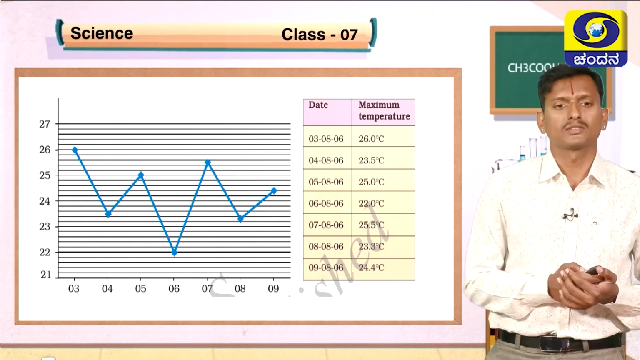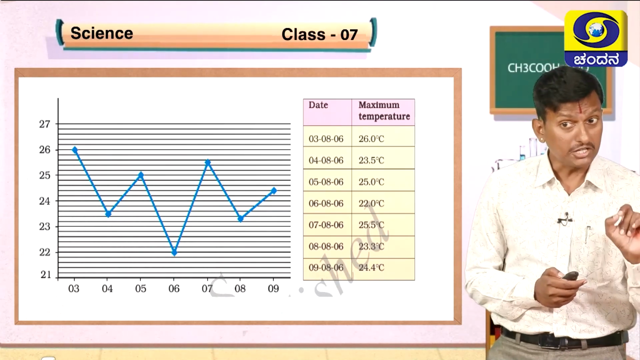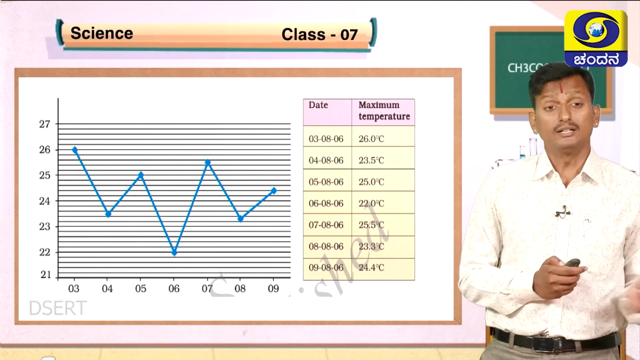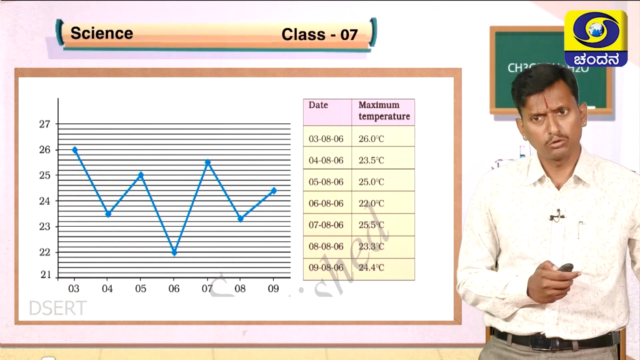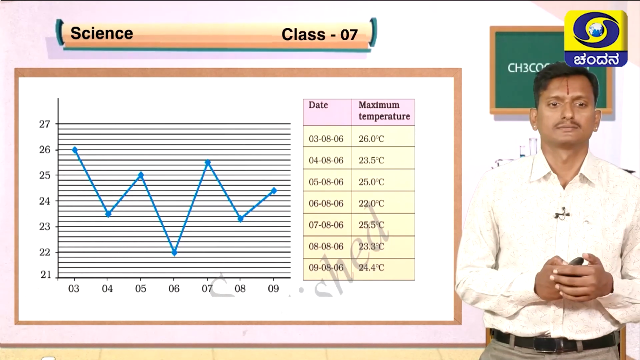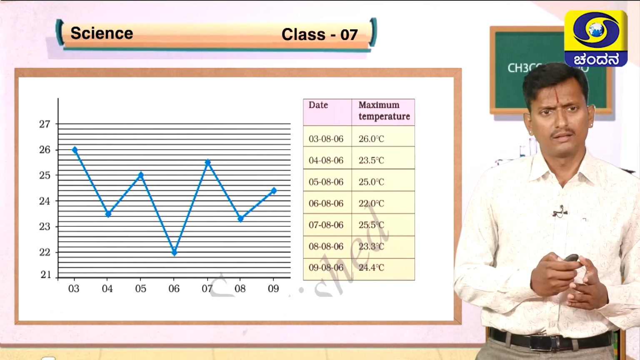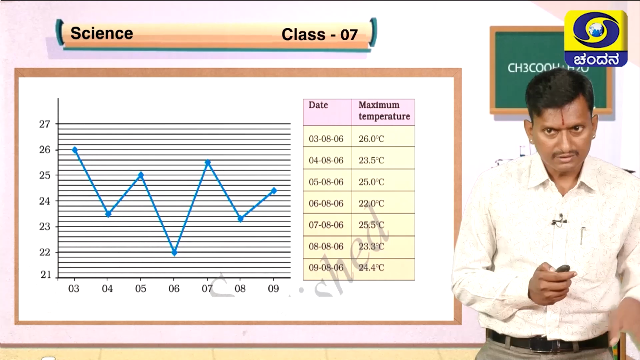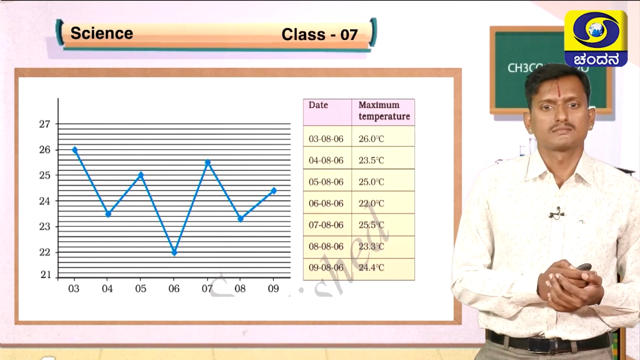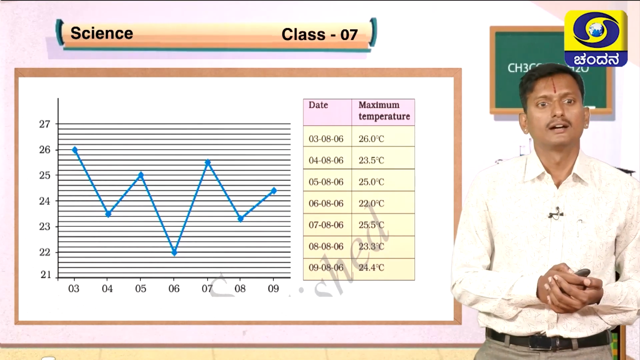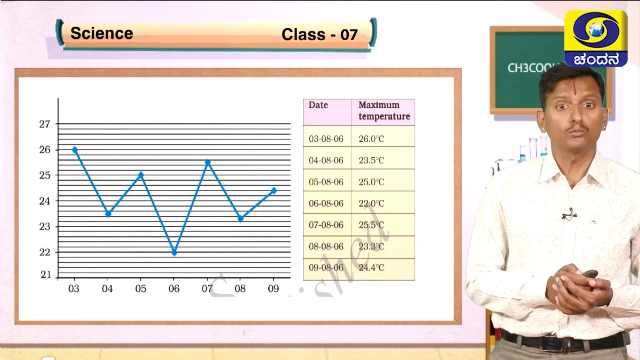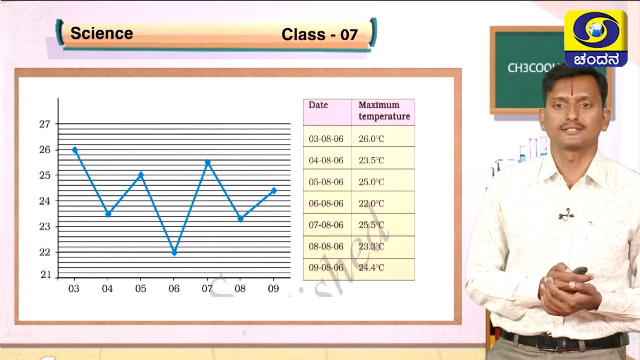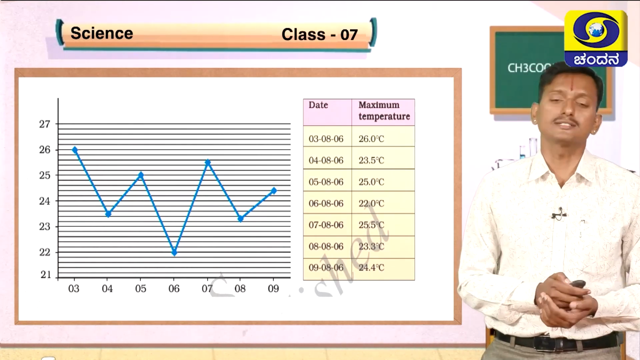What does it show? It shows that temperature varies over a period of time. Temperature will not be the same throughout the week. Now, identify the maximum temperature in this week. Is it on 4/8? No, it is 3/8, that is 26 degrees Celsius. It is the maximum temperature in this week.